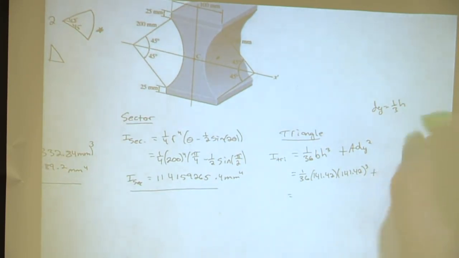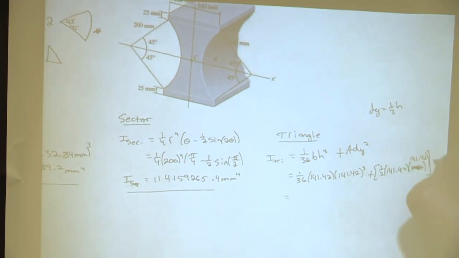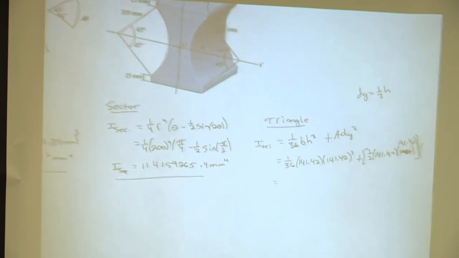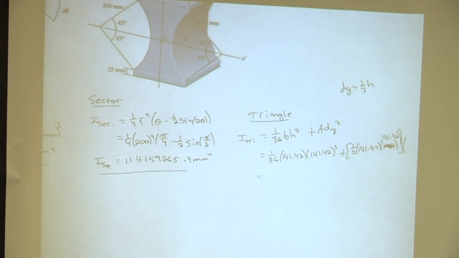Okay, so plus the area of a triangle. So 1/2 times 141.42, and then times the dy. So what is 1/3 of the height? Yes. Yeah.